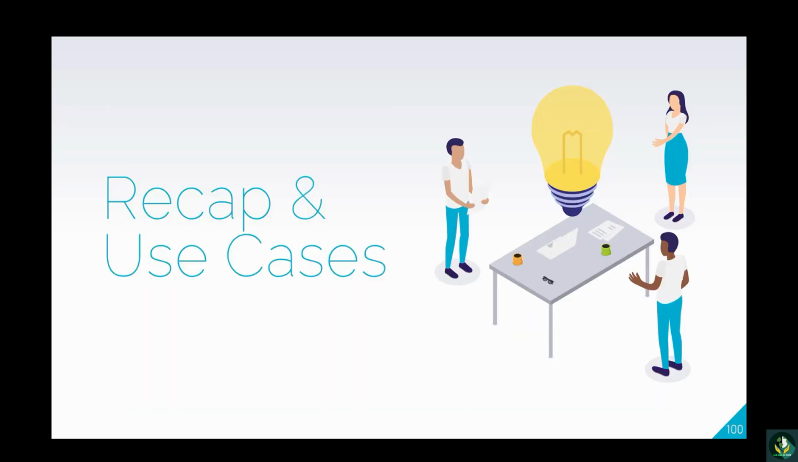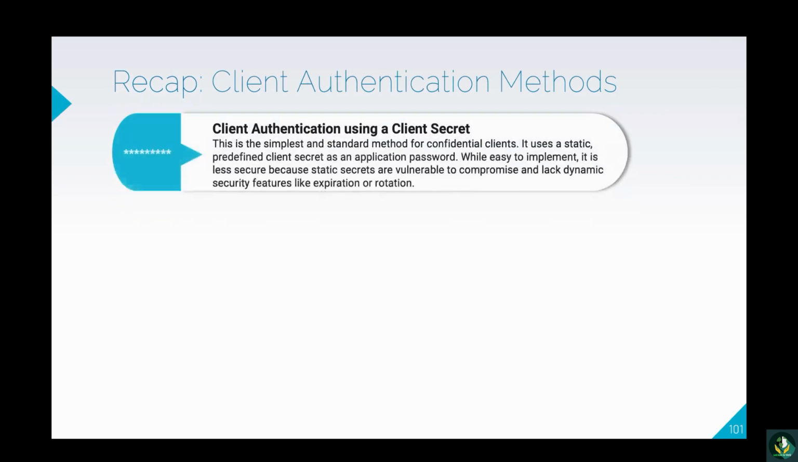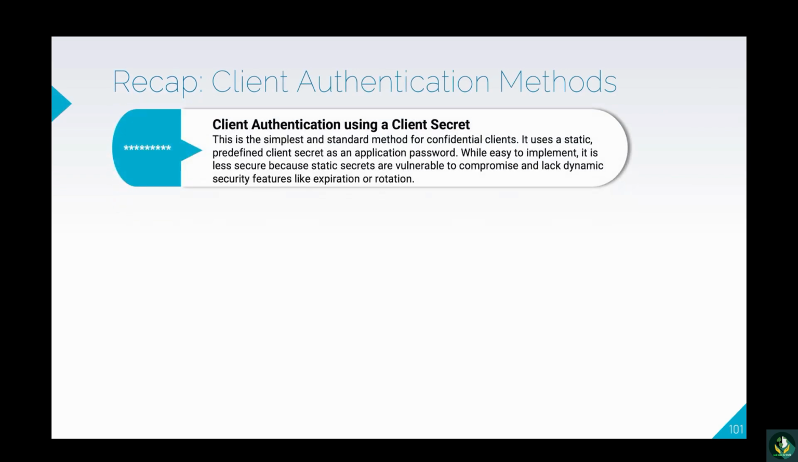Now let's quickly recap the different client authentication methods we have covered in this chapter. First, client authentication using a client secret. This is the simplest and most standard method for confidential clients. It uses a static predefined client secret as an application password. While it's easy to implement, it's less secure because static secrets are vulnerable to compromise and don't have dynamic security features like expiration or rotation.